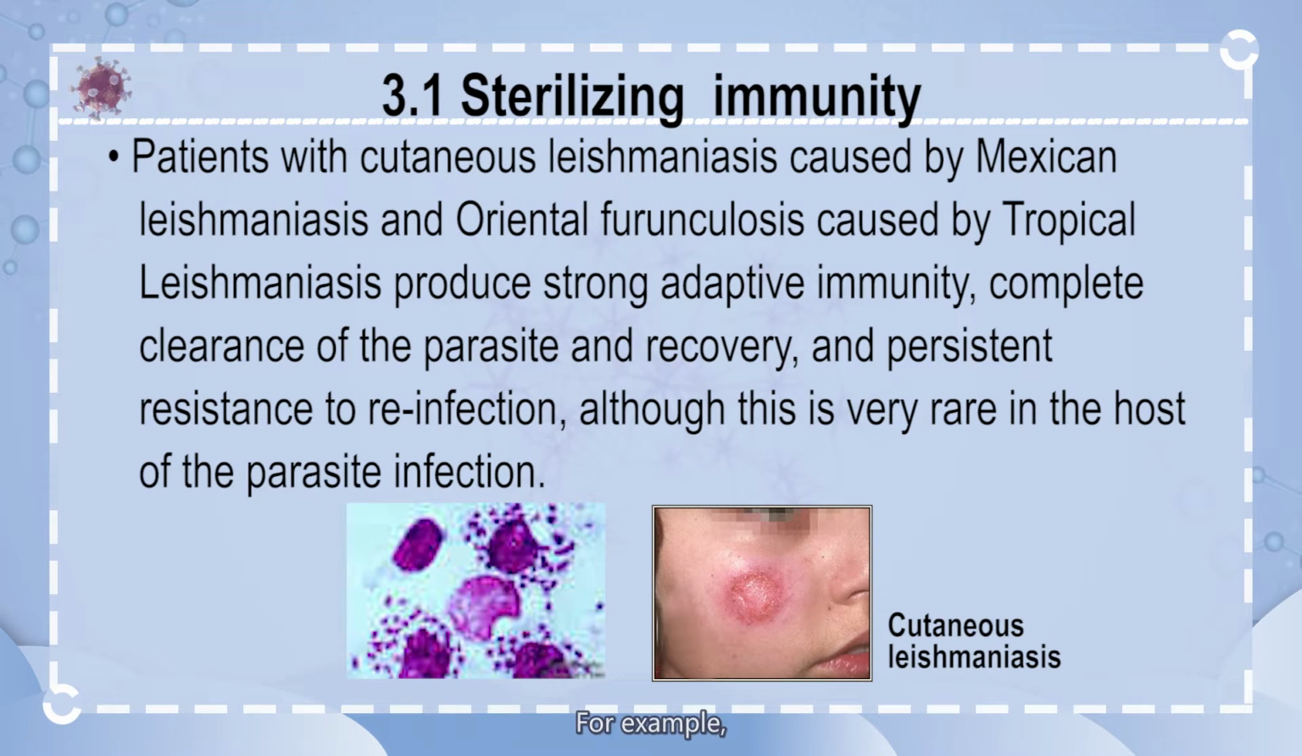For example, cutaneous leishmaniasis caused by Leishmania produces a strong adaptive immune response that completely clears the parasite and develops a durable and stable resistance to reinfection. This is a very rare form of immune response in parasitic infection.